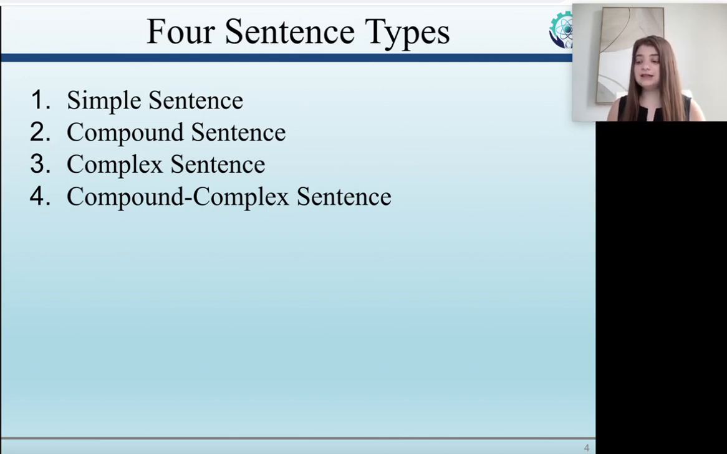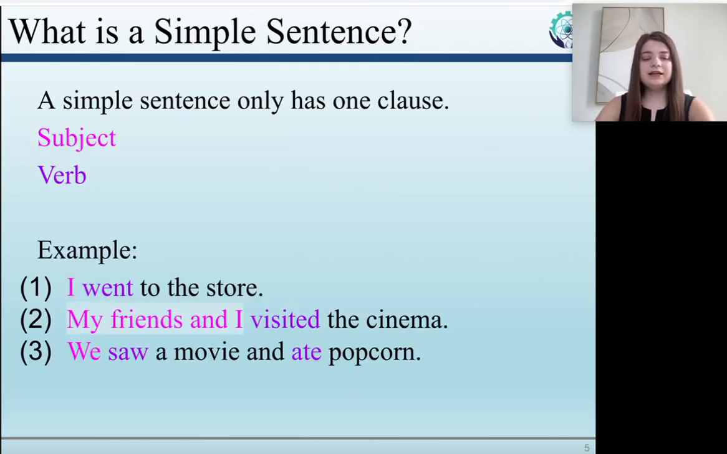Although simple sentences are correct sentences, they will not get you full marks on their own. So, what is a simple sentence? A simple sentence has only one clause, right? For example, with a simple sentence, we have a subject or multiple subjects and a verb or multiple verbs, but it's just one clause. It's not two separate clauses.